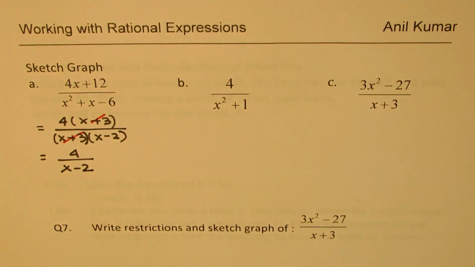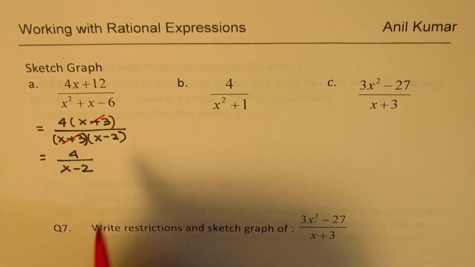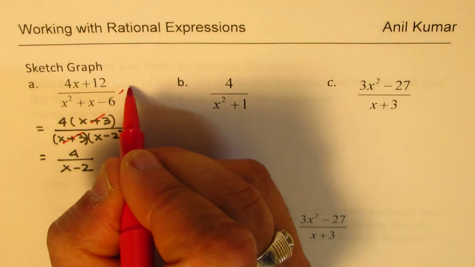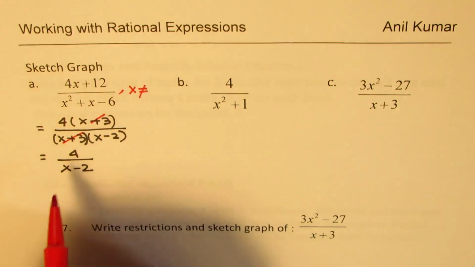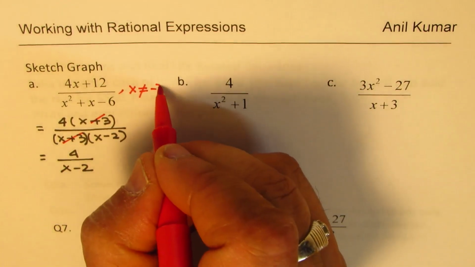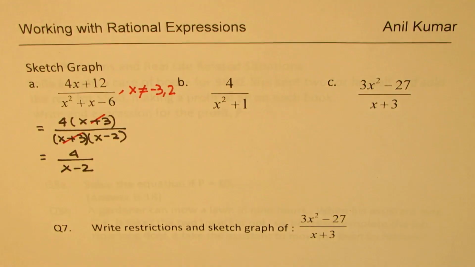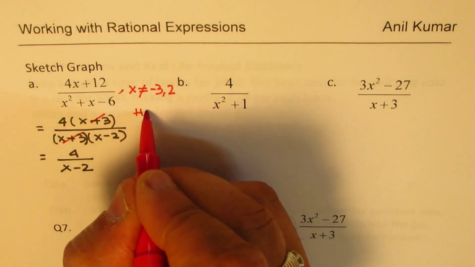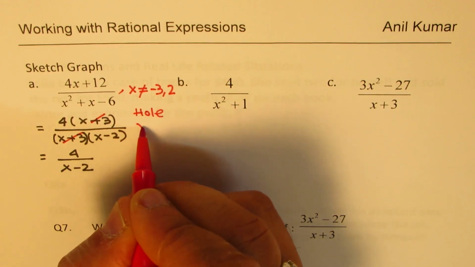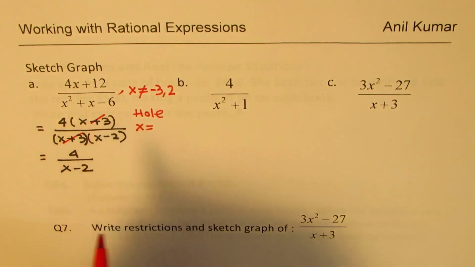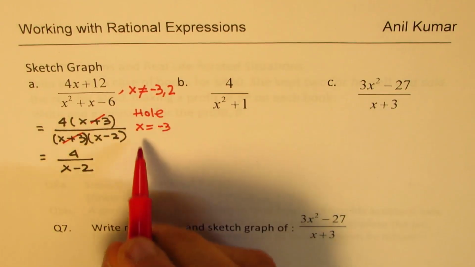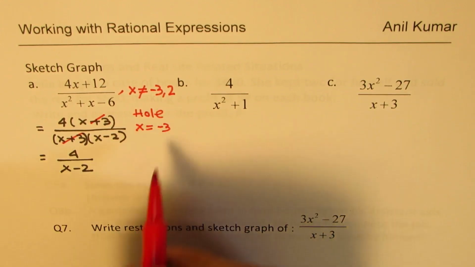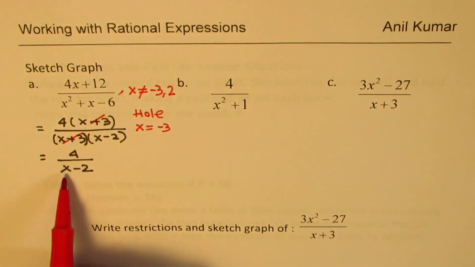So what you learned in our second part of the video was about holes and vertical asymptotes. So from here we do have two restrictions, that x is not equal to minus 3 and 2. Now since these cancel away, we can say we have a hole at x equals to which point? Minus 3, correct? So at minus 3, which is a hole, what is the y value?